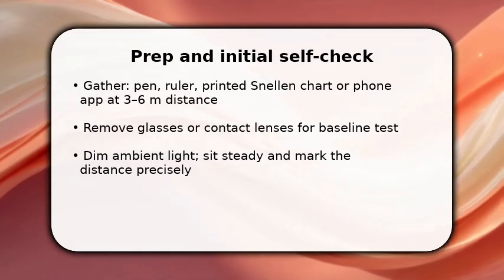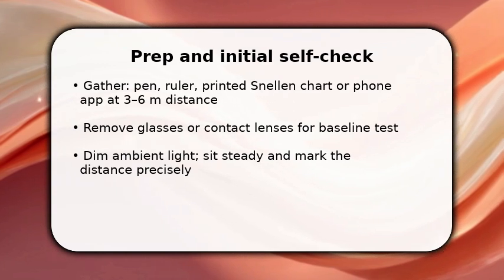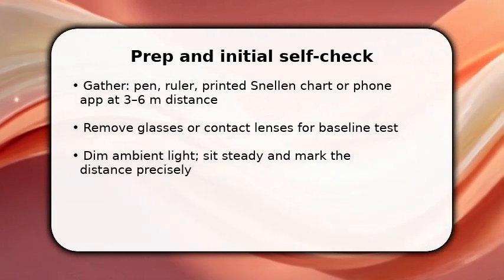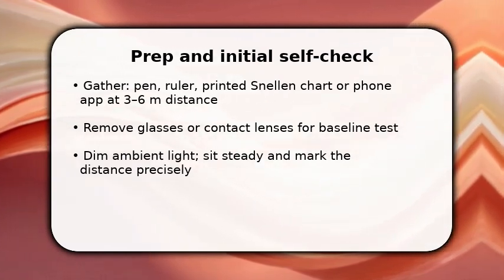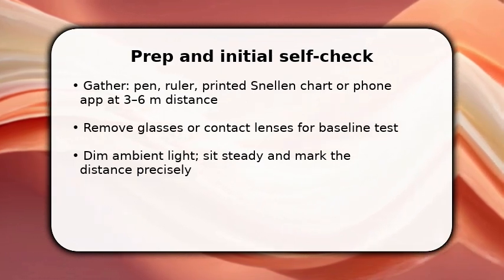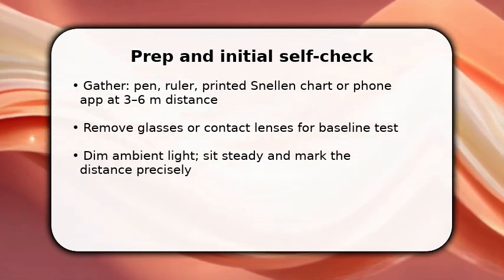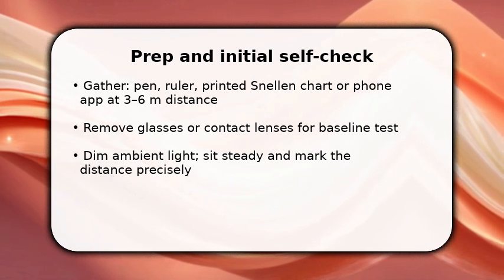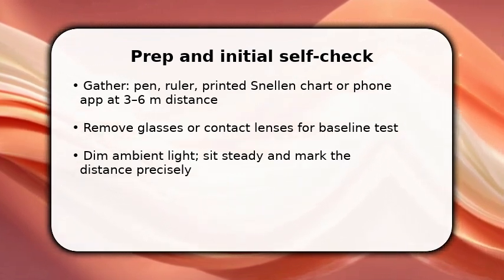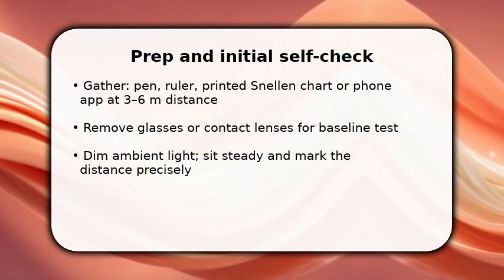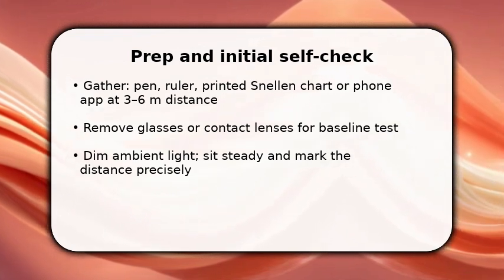You start now by preparing the minimal tools: a printed eye chart or a phone app, a ruler, and a chair at a measured 3 to 6 meter distance. You remove corrective lenses so you measure your natural vision. Once set, you position yourself straight, mark the distance, and dim the lights a bit to reduce glare. This improves detection of true acuity.